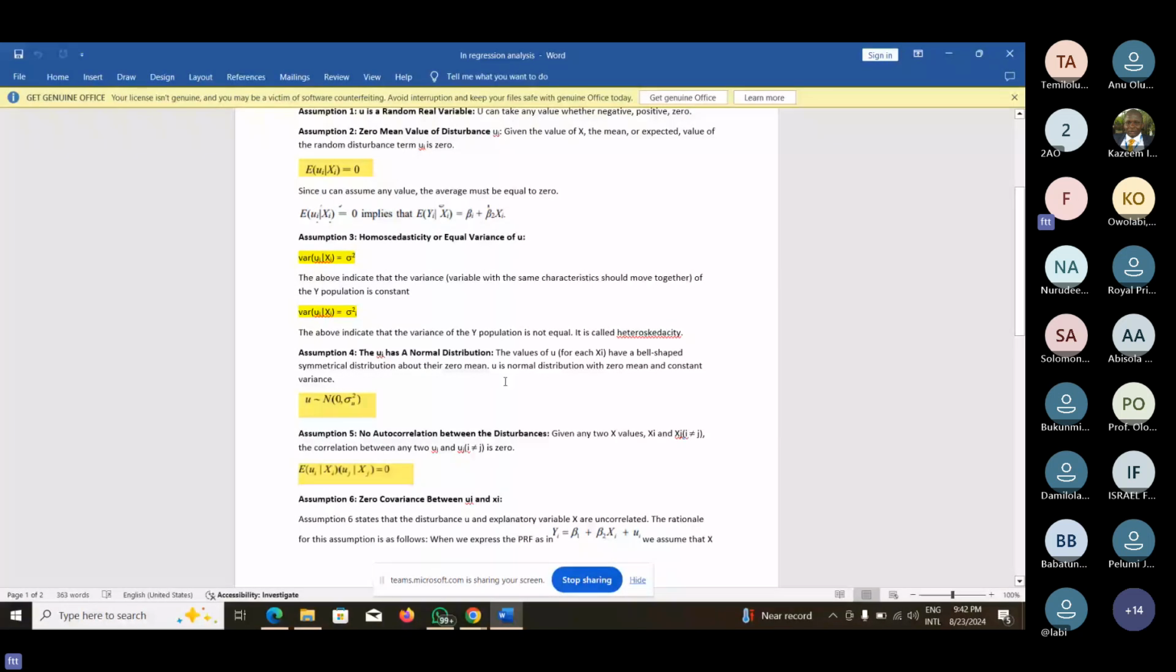That means for our U to have a normal distribution, it must have a zero mean and it must have a constant variance. Normally the assumption of U is that it has a zero mean. Expectation of y given the value of x is equal to 0, that is E(y|x) = 0. So U is normal because it has zero mean and constant variance, homoscedasticity, equal variance, equal spread.